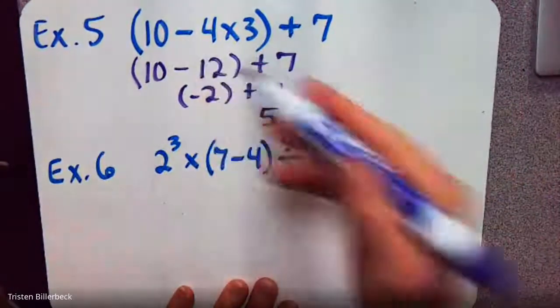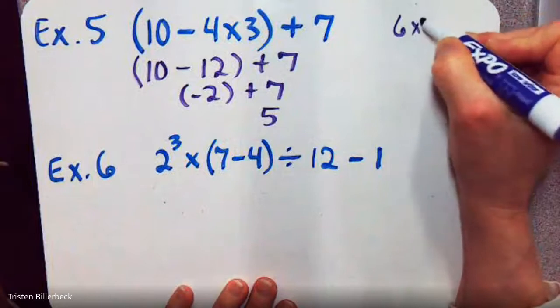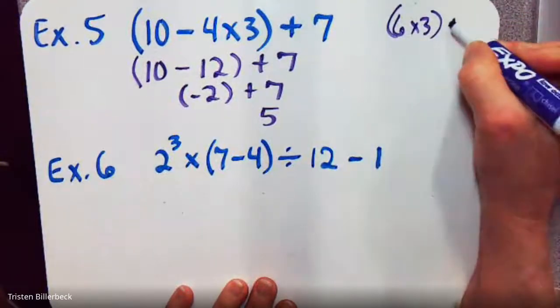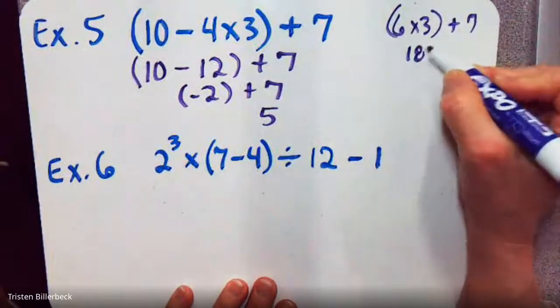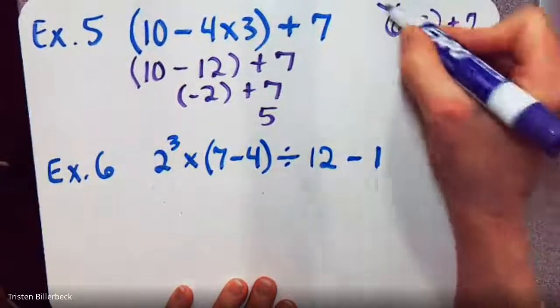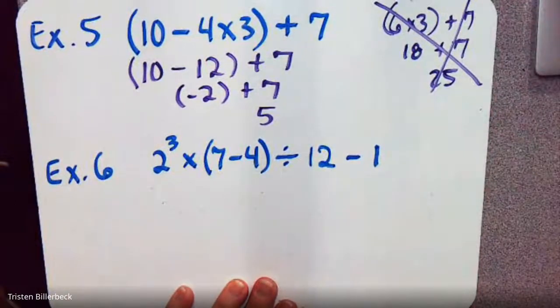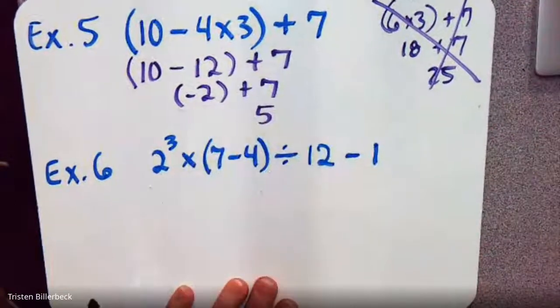Now, had we done that wrong, we would have had 6 times 3 in those parentheses plus 7, which would have been 18 plus 7, and then we would have gotten 25, and that would have been wrong. Okay, so we have to do the multiplication first.